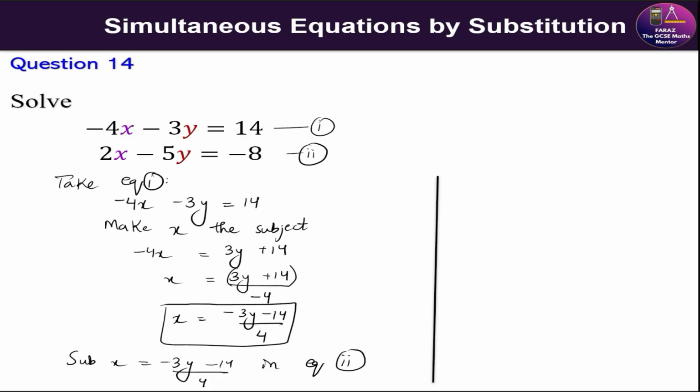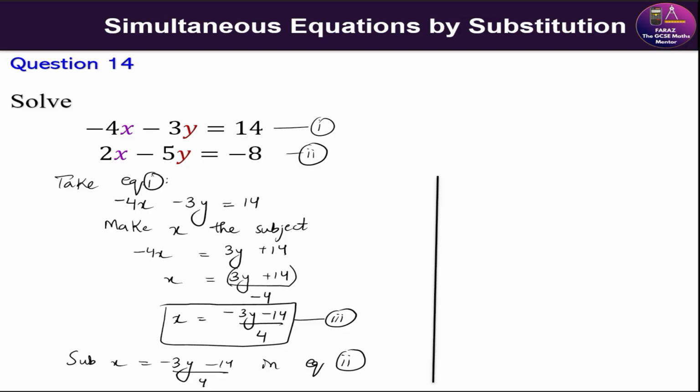Because this x is coming from equation number 1, right? Let's say this one is equation number 3, because we will get the value of x from this equation number 3. If you just substitute y there, we will get the value of x. But first we have to find the value of y.